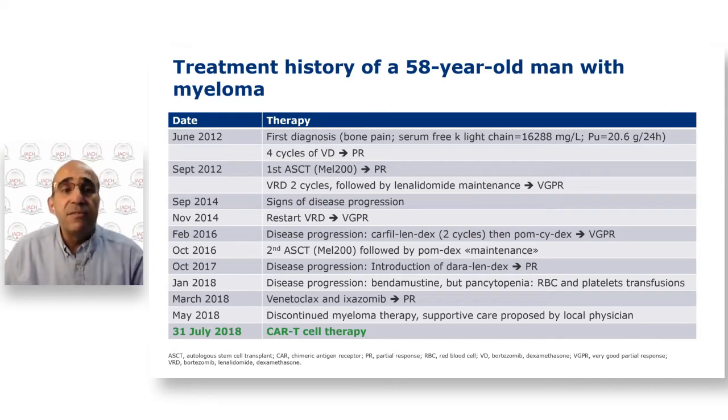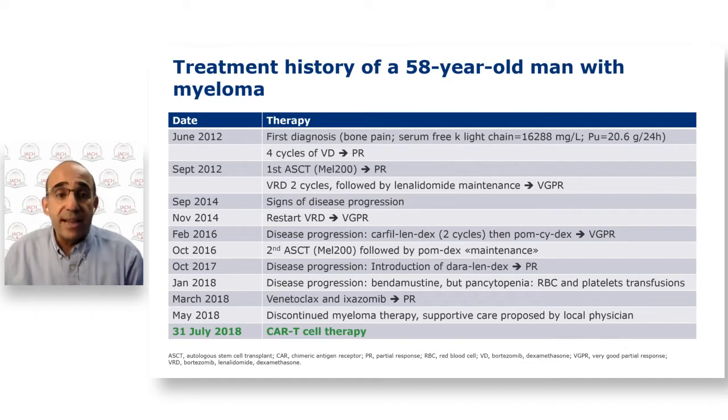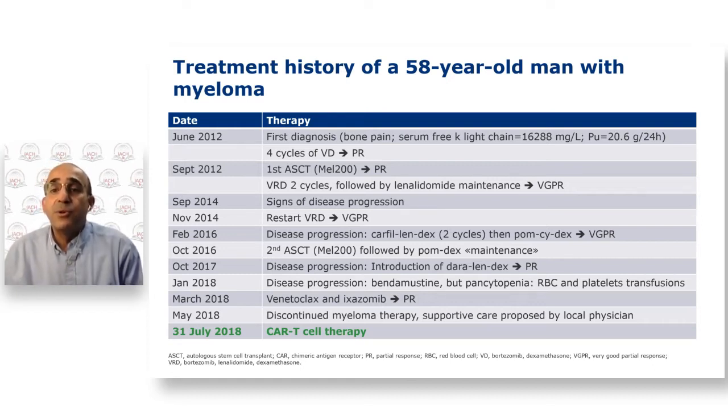But he stayed in VGPR for 2 years, until September 2014, when the disease progressed. So he was restarted on VRD and achieved VGPR again for almost 1 year and a half. The disease progressed again. He received carfilzomib Lendex, this is the Aspire trial, 2 cycles. But then he didn't tolerate it, I think. He wasn't followed in my department at this time. He didn't tolerate the carfilzomib, so after 2 cycles he was switched to pomalidomide, cyclophosphamide Dex, PCD, and he achieved another VGPR.